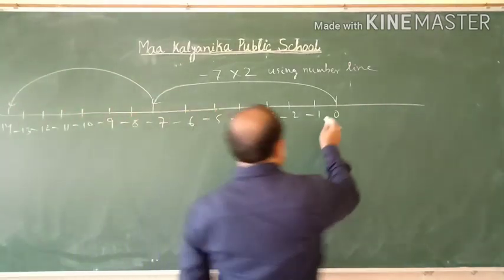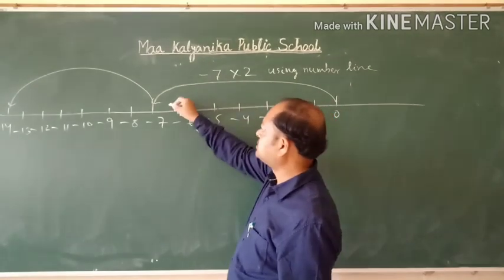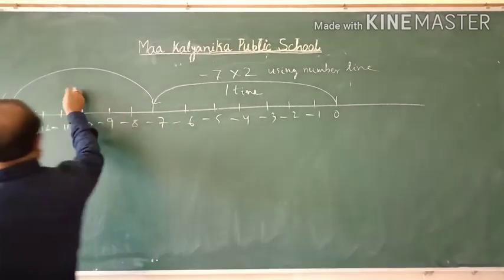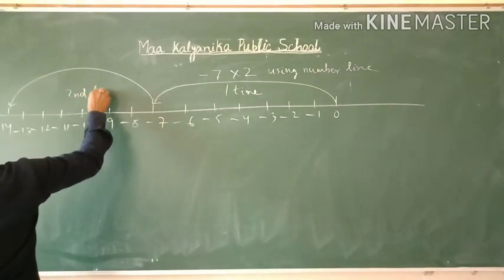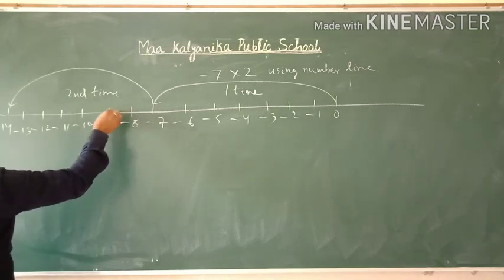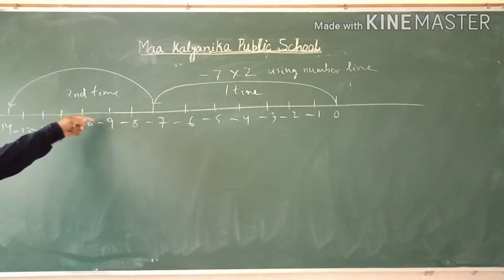Let's see again. 1, 2, 3, 4, 5, 6, 7. One time jump. This is one time. And the second time it will become again 8, 9, 10, 11, 12, 13, 14. So 2 times it will jump minus 7.